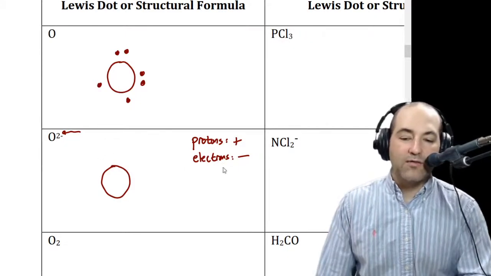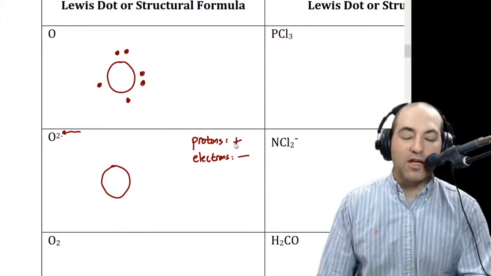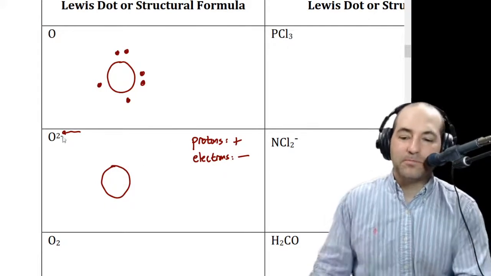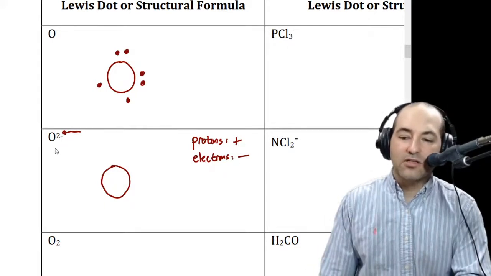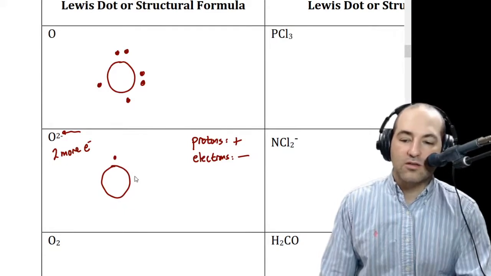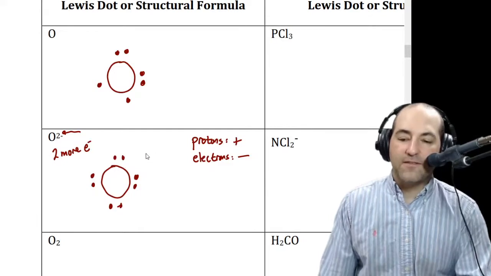If we want to get more negative, we need more electrons. If we want to get more positive, we need more protons, but we can't add protons. So to make it more positive, we take away electrons. In this case, it's 2 minus, so that means 2 more electrons. So instead of 6 valence electrons, we now have 8. So we go 1, 2, 3, 4, 5, 6, 7, 8. And then to indicate that that's actually minus, we want to put a charge on there.